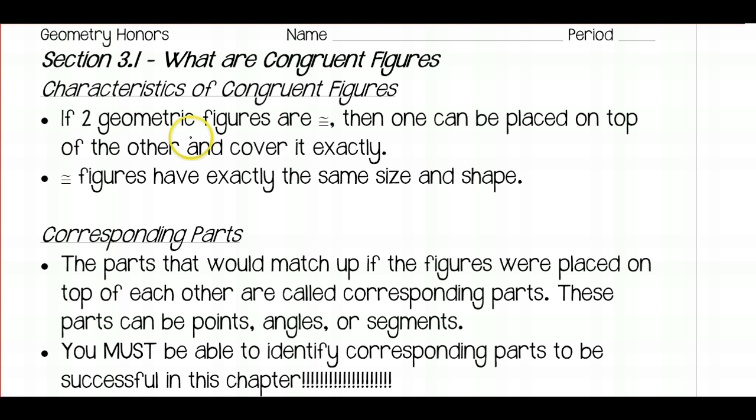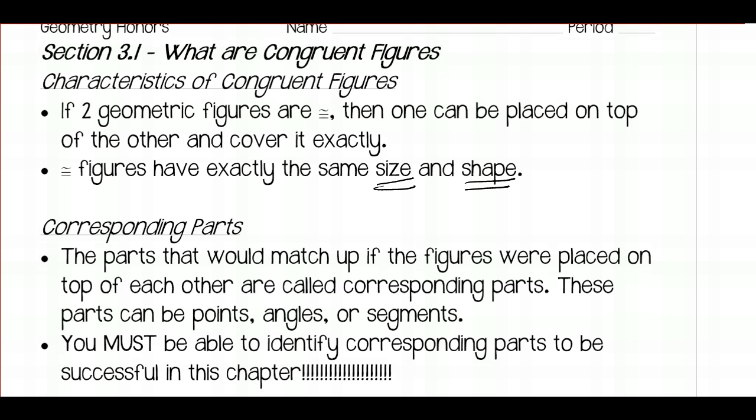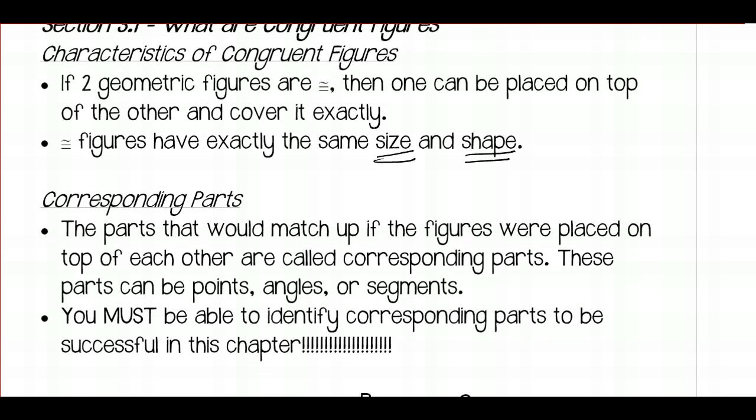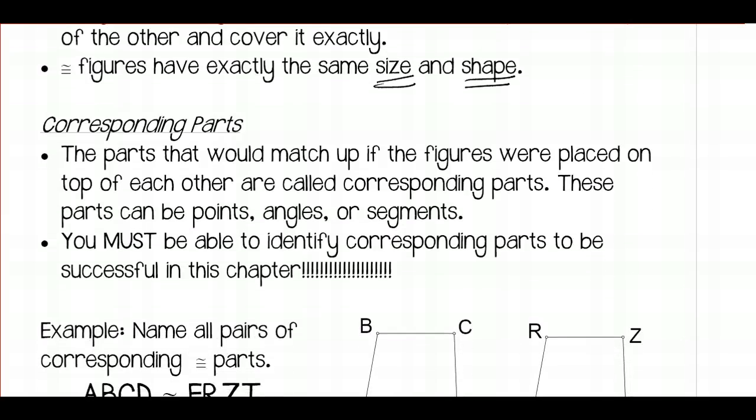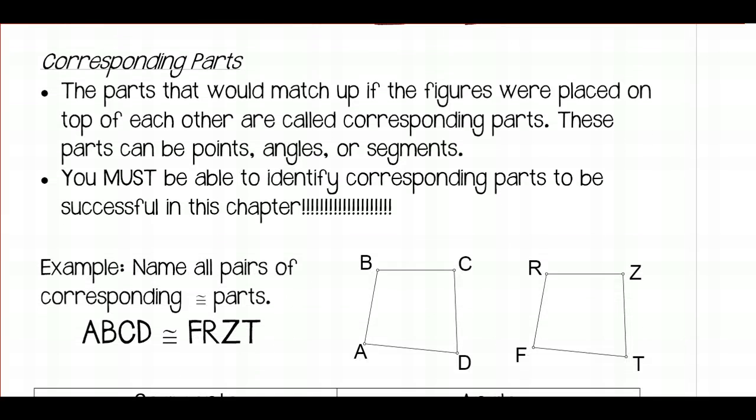So if two geometric figures are congruent, then one can be placed on top of the other and it would cover it exactly. They would match up exactly. Congruent figures have exactly the same size and the same shape. And we'll be talking a lot about congruent triangles, but that's going to be coming up a little bit later.